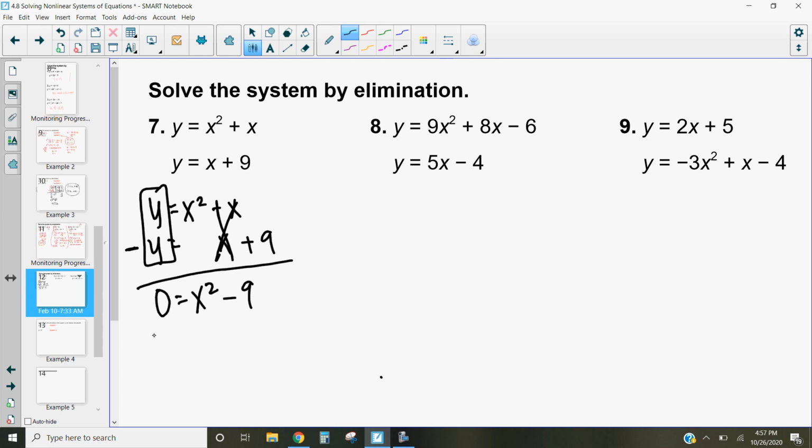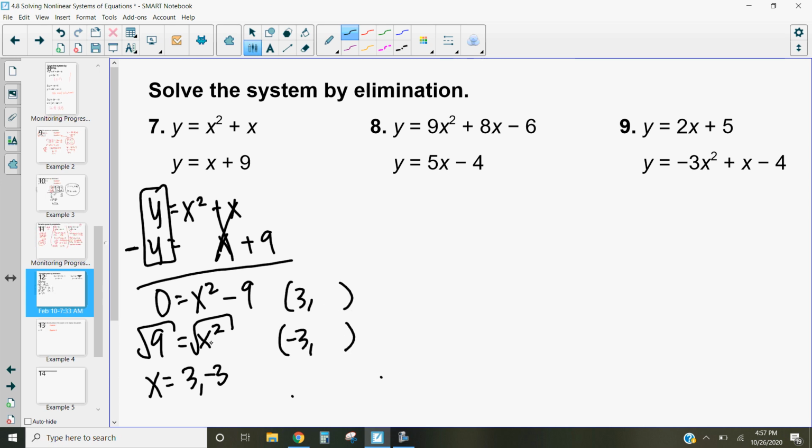Now we can move this to the other side, and we end up getting 9 equals x squared. And then as I square root it, as we saw in the previous problem, I get x equals 3 and x equals negative 3. So to find our system of equations, we have our 2 points, 3 comma something and negative 3 comma something. Now let's plug those in.